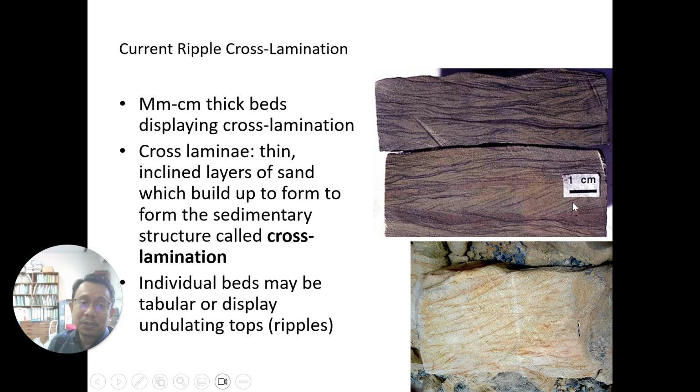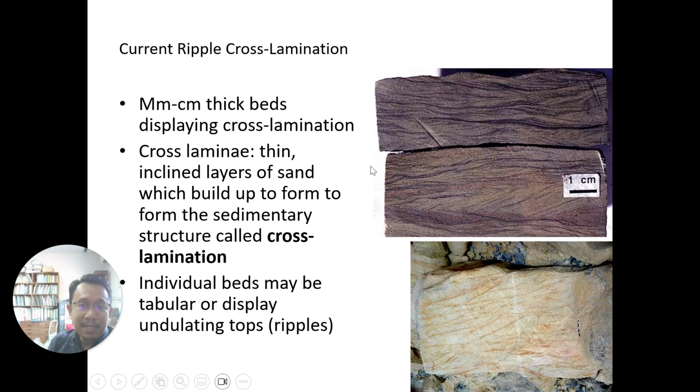So in this case, notice here I have several beds. They are centimeter in thickness. That's a single bed. They have a lensoidal shape to them, right? Not really tabular. Notice inside the individual beds here, let's say I focus here from, this is the base, this is the top. You have these inclined layers, right? And they are laminae scale, so we call them cross lamination. So you get these millimeter to centimeter thick beds, and they have cross lamination inside them.